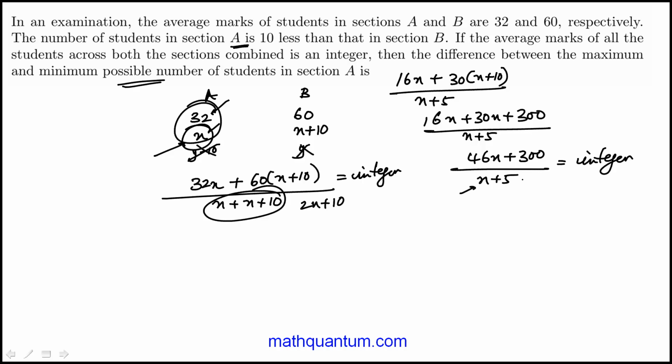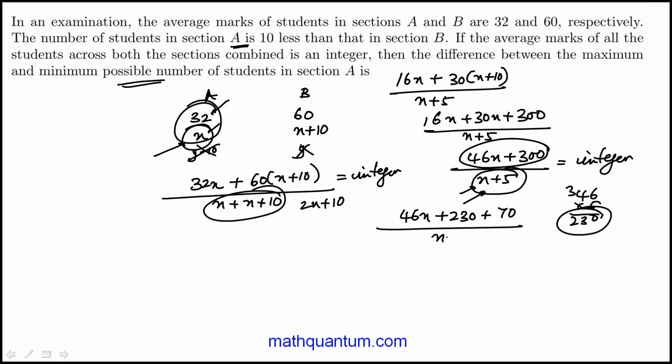Now to solve these types of questions, the general technique is, if we see n plus 5 in the denominator, can I make a multiple of n plus 5 in the top? So I know 46n. What if I figure out what is 46 times 5, which is 230, which means I can split. So this is a standard method for these types of questions. And then this piece, if I factor out 46, becomes n plus 5.